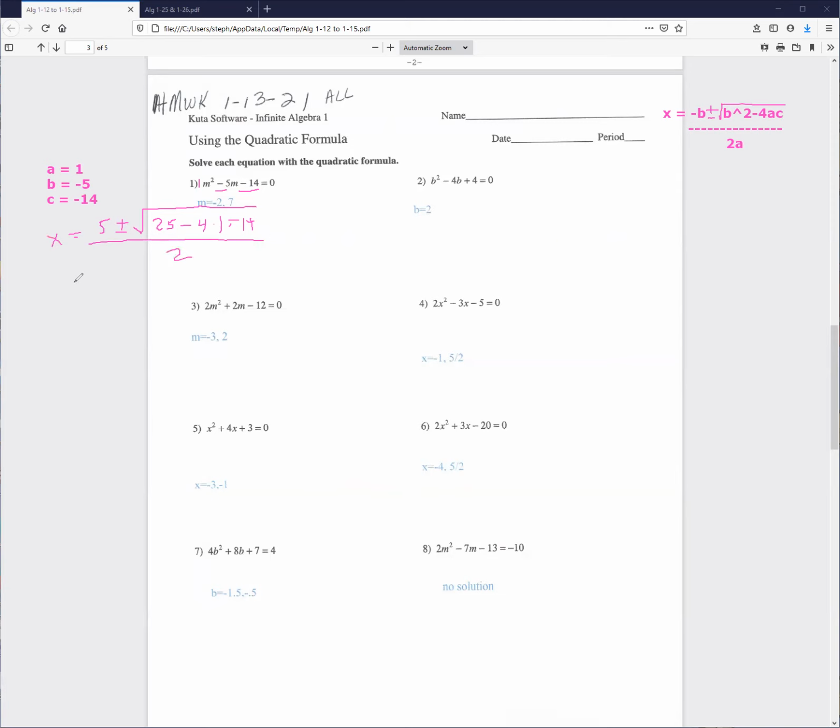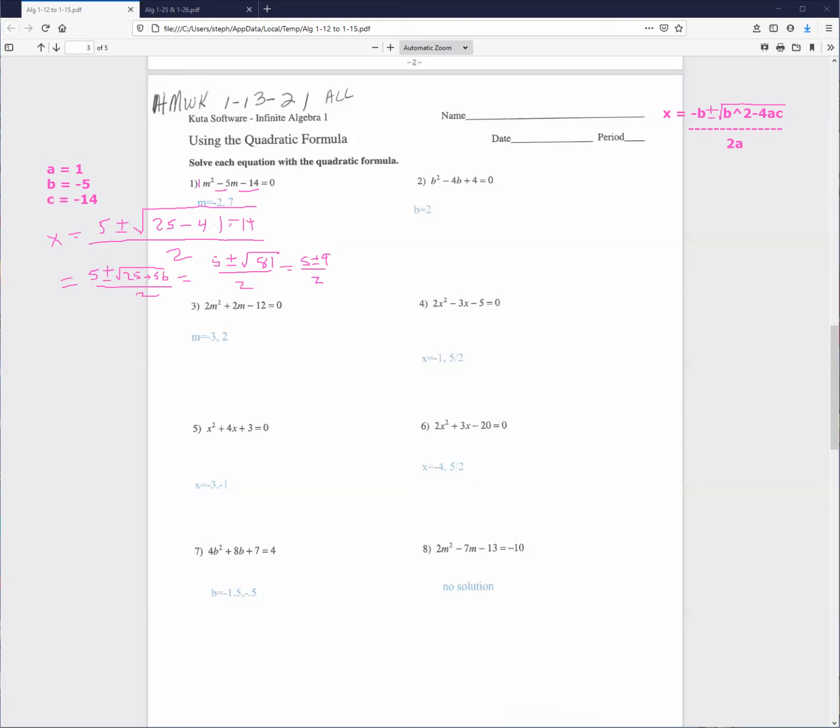All right, let's break this down a little. 5 plus or minus the square root of 4 times 14 is 56. We've got a minus and a minus. That's 2 minus signs, so it's 25 plus 56 over 2, which is 5 plus or minus the square root of 81 over 2, which is 5 plus or minus 9 over 2. Now that is two solutions, so we're going to need to write them separately.